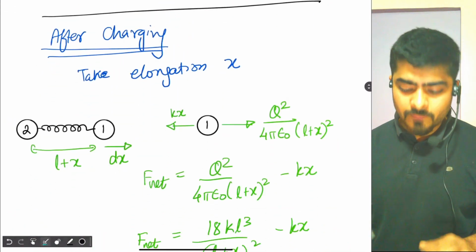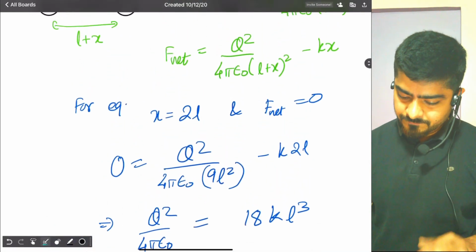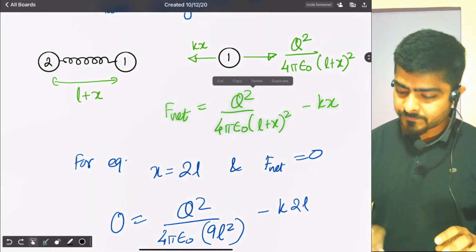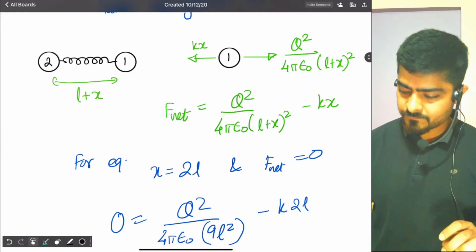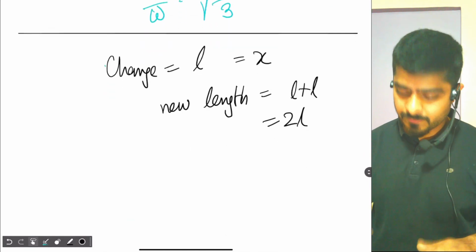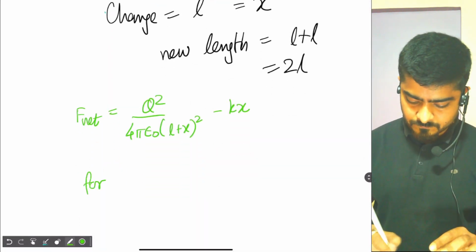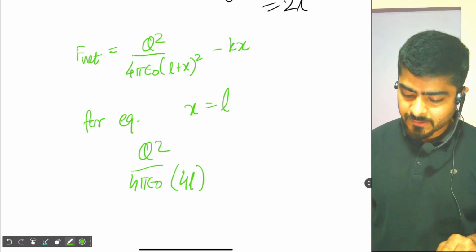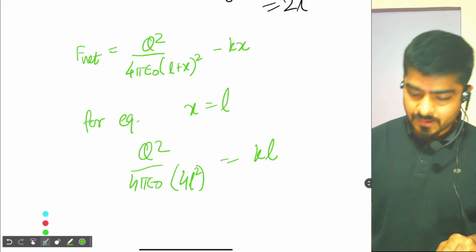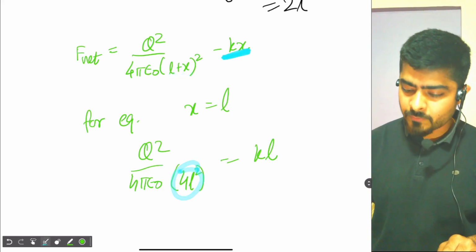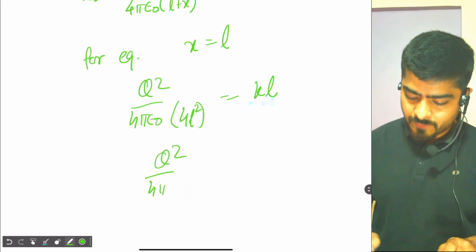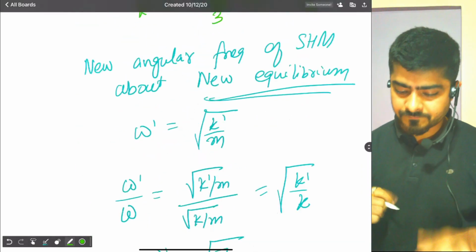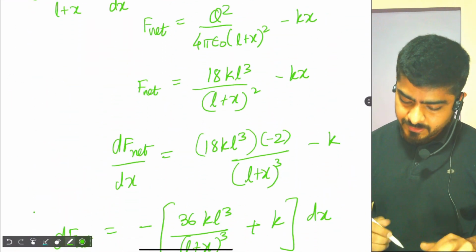First of all, we need to find the equilibrium position. You have to use this formula to find the equilibrium position. So let's copy this formula and find the new equilibrium. For equilibrium, x is equal to L. So q square by 4 pi epsilon naught times 4L square is equal to kL. L plus L will be 2L, whole square will be 4L square, and here we need to put kL. So from here you will obtain q square by 4 pi epsilon naught is equal to 4kL cube.